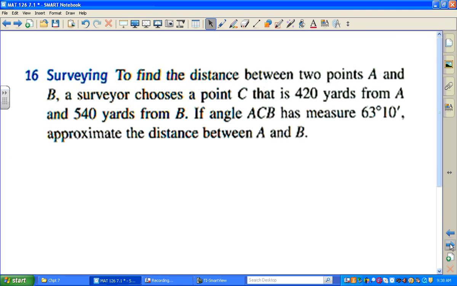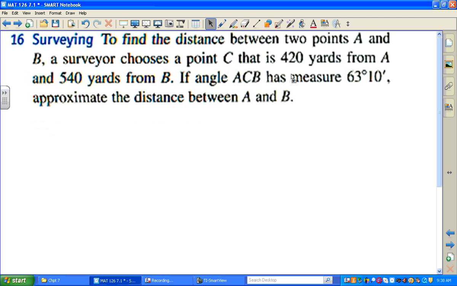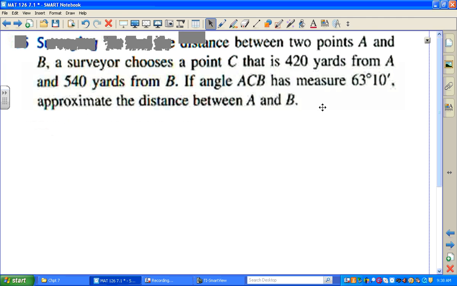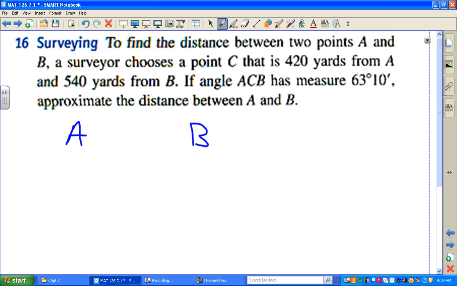Surveying. Does anybody know any surveyors? Yeah, all right, here we go. Surveying. Anybody talk to those surveyors and tell them we were talking about them in class? No, I don't. To find the distance between points A and B, a surveyor chooses point C. So you're looking for the distance between A and B.